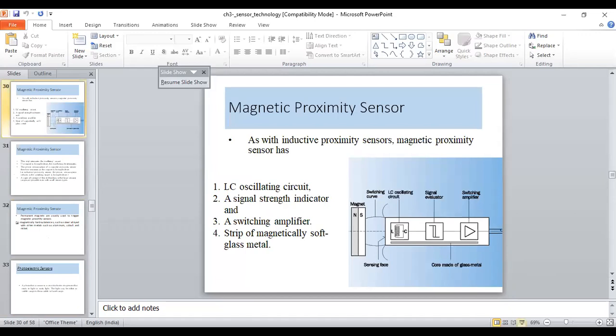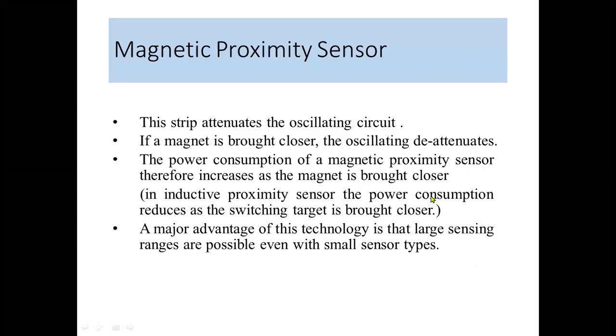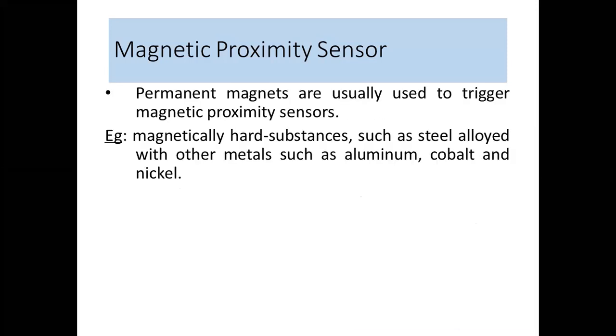We have introduced magnetic proximity sensors, which have the advantage that they have large sensing ranges, possible even with small sensor types.